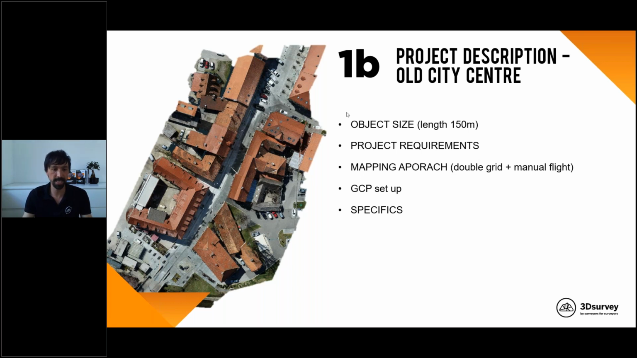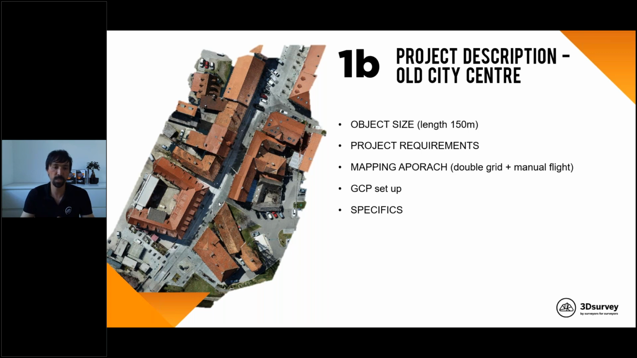GCP setup: in this case, we placed 8 ground control points for orientation. We could place fewer ground control points, but we go for double the safety. Because we have an RTK drone, only 1 ground control point would probably be good for such a small area. But when you set up your GNSS device, you measure some in addition, and that's it.